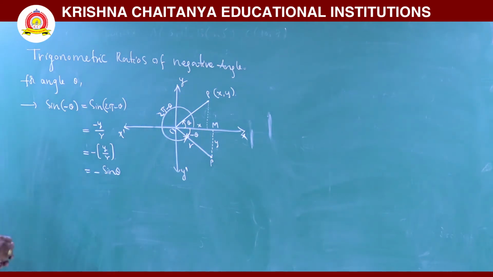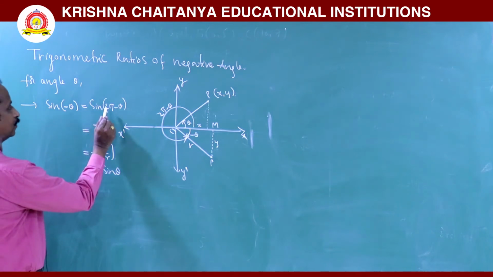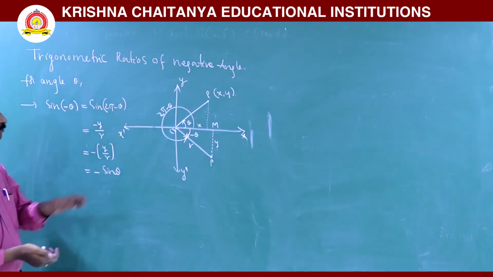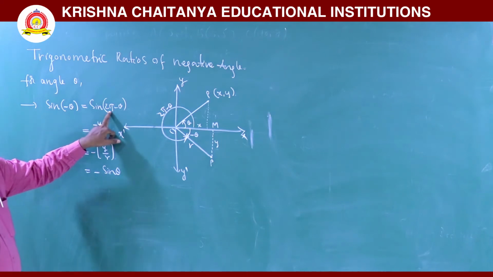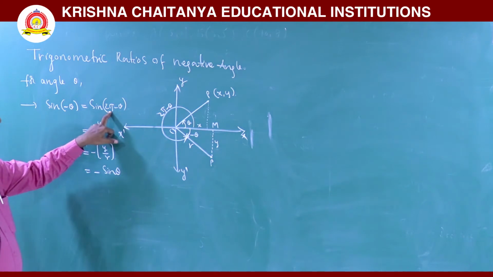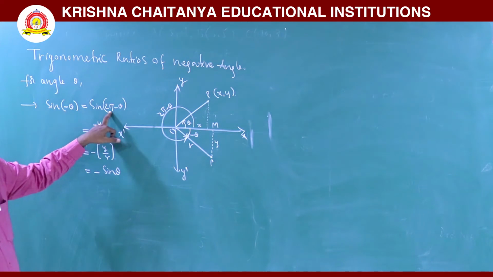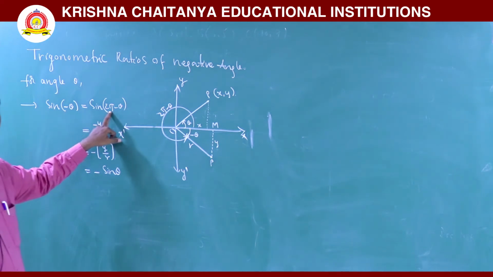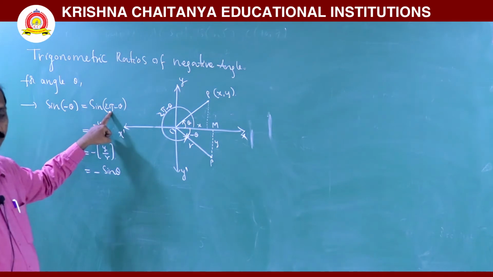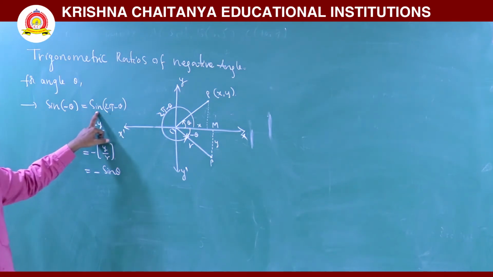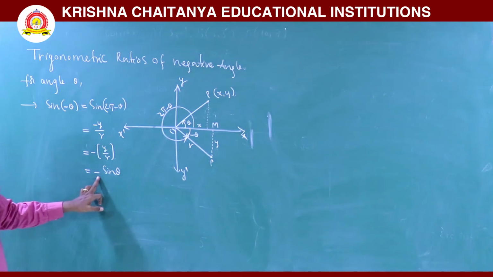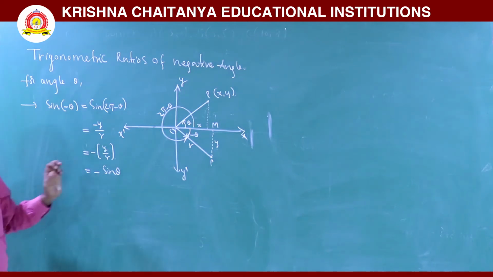In other way, how to write this one? 2 pi minus theta. So for even integral multiple of pi by 2, trigonometric ratios do not change. But 360 minus theta lies in fourth quadrant, sign position negative. So we can write indirectly minus sin theta. So sin minus theta is nothing but minus sin theta.